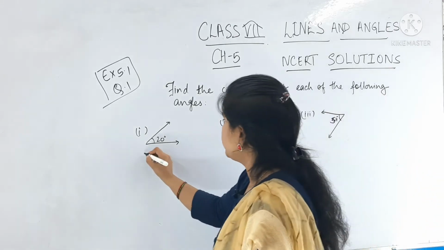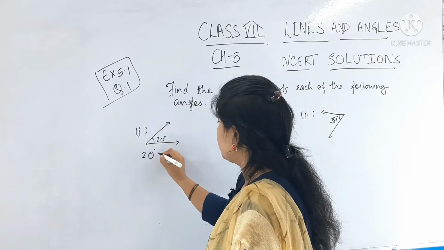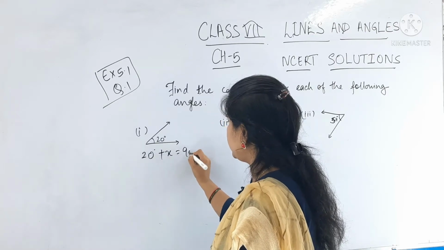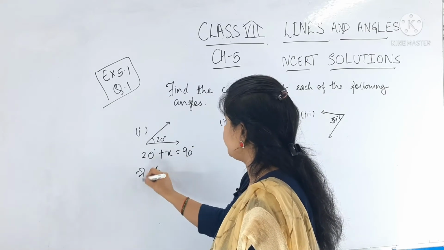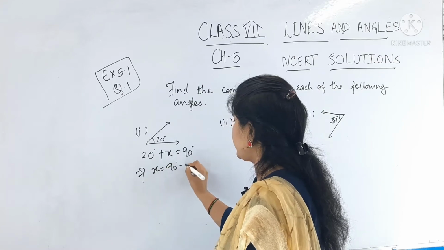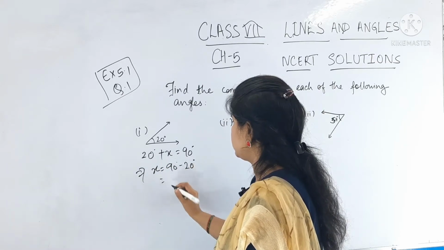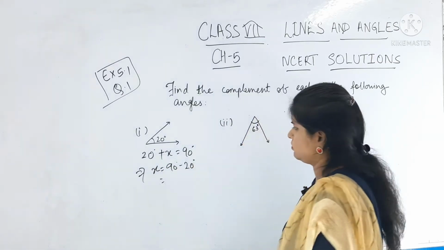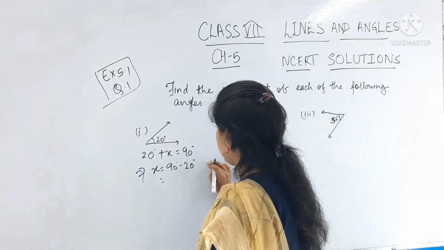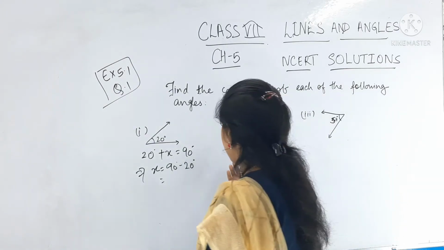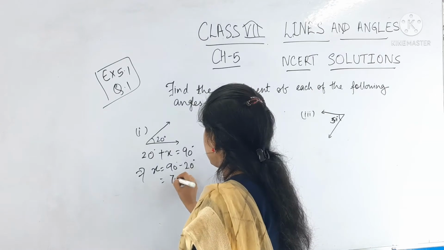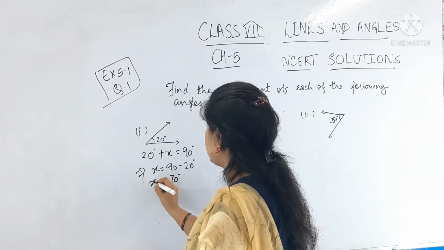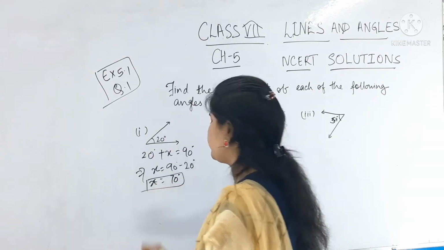So here 20 plus x equal to 90 degrees. So x equal to 90 degrees minus 20 degrees. x equal to 70 degrees.